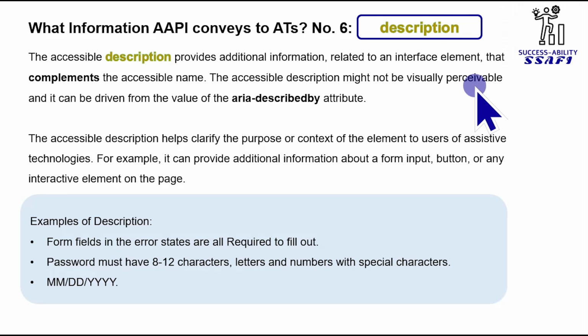Okay, now let's spend a few minutes to see some examples of description. For example, any message that we see on a web page which contains a form, such as form fields in error states, or that all fields are required to fill out. Or a password must have 8 to 12 characters, letters, numbers, etc. Or even any acceptable format for a date field. All of these are additional information about an interactive element. They're not the actual replacement for the date of birth or password or error messages for a form field, but they are additional information about them.